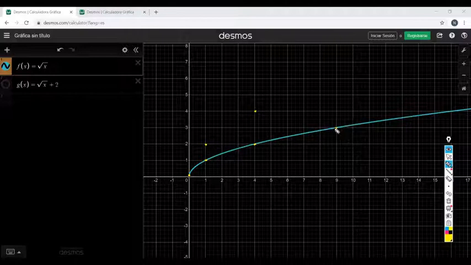What about this one? What is its y coordinate? It's 3. Let's multiply by 2, we should get 6. So this point will be displaced towards here. And the same for the rest of them.